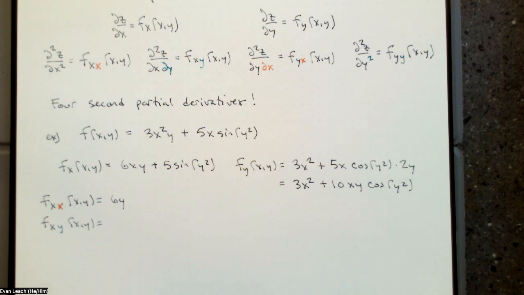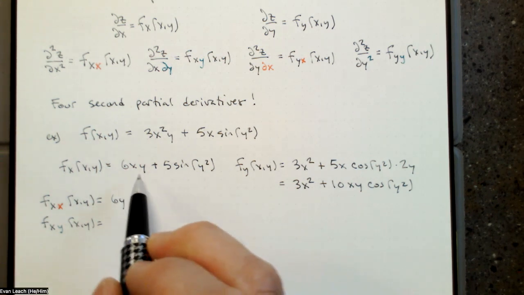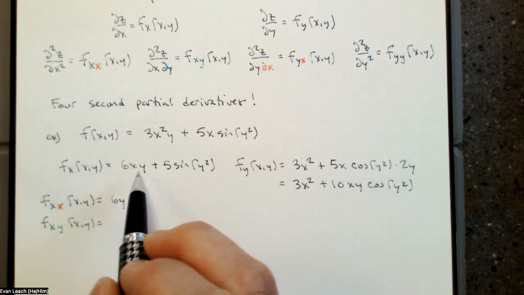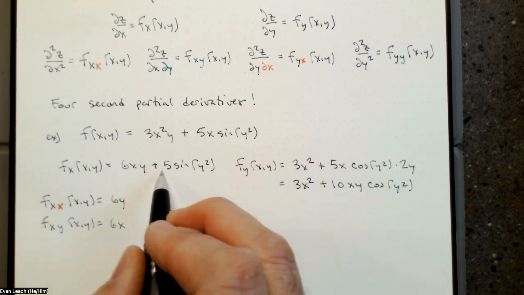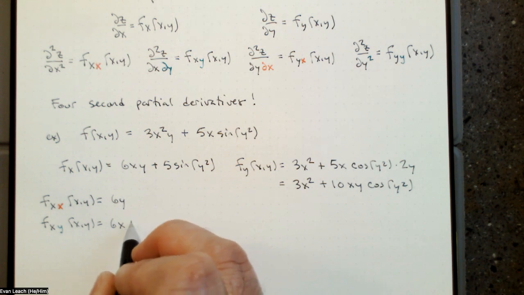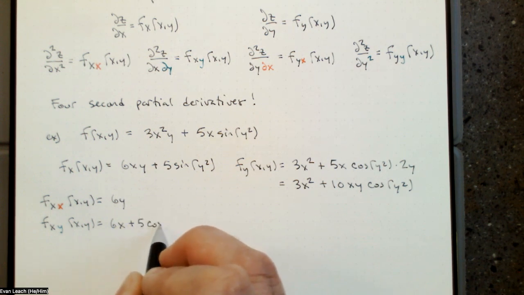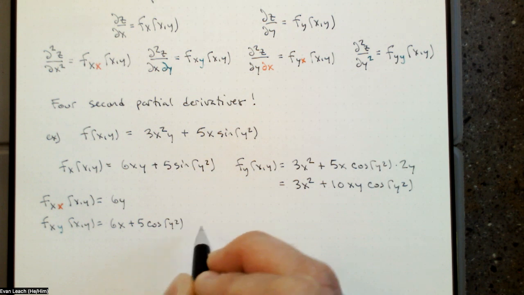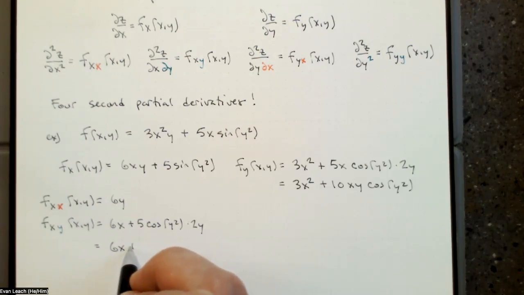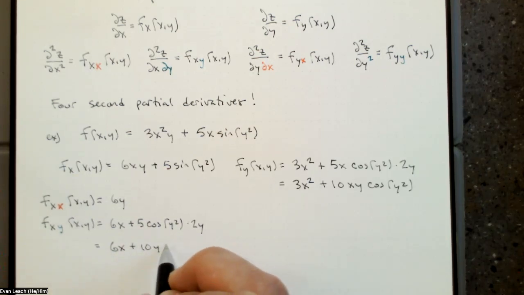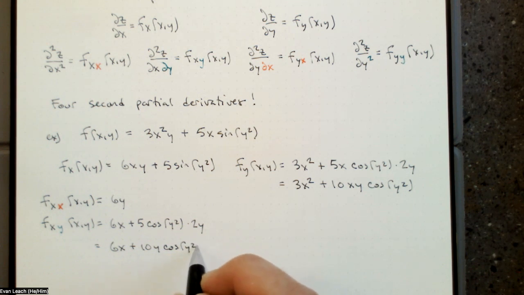For the second partial with respect to x, then with respect to y, now I don't have any constant terms. The derivative of y is 1, so the derivative of 6xy is going to be 6x. Then the derivative of 5 sine y squared is going to be 5 cosine of y squared times the derivative of y squared, which is 2y. If we clean this up a little bit, we'll get 6x plus 10y cosine of y squared.